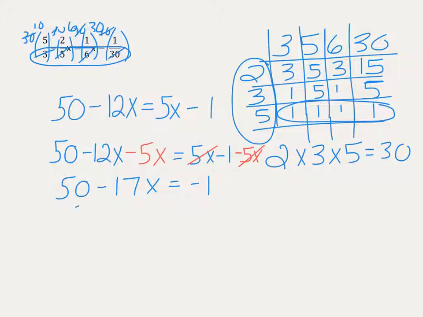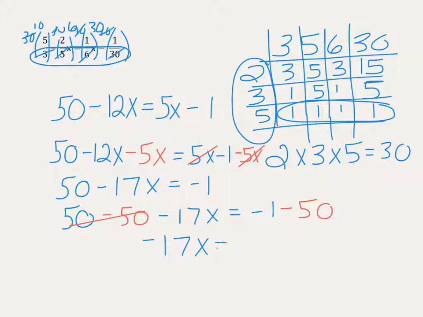And our next order of business is to get that 50 over to the other side. So we're going to subtract 50 from both sides. Fifties cancel out. We have negative 17x is equal to negative 51. We're going to divide both sides by negative 17. And that will bring our answer out to x is equal to 3. Now we have our answer.